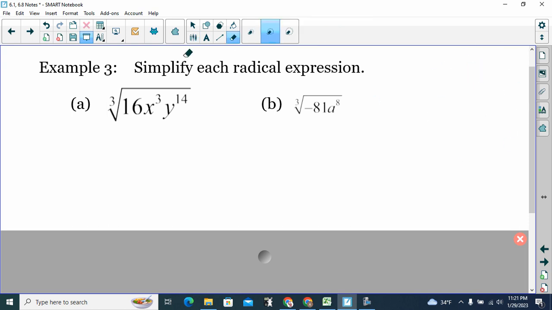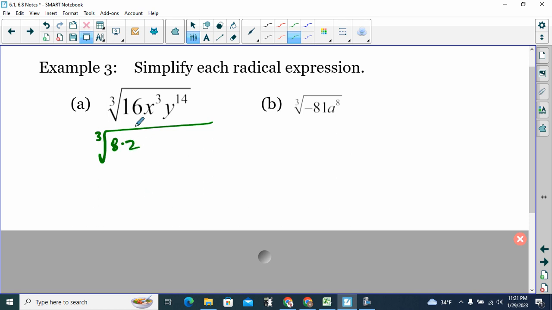So 16 is not a perfect cube. We need to find a factor of 16 that is a perfect cube. Well, that'd be 8. 8 times 2 gives me 16. And the cube root of 8 is going to come out even. X cubed is a perfect cube, and we know because 3 divided by 3 comes out even. So I'm just going to leave the x cubed under the root here. I don't need to split it up because that part's going to come out even.